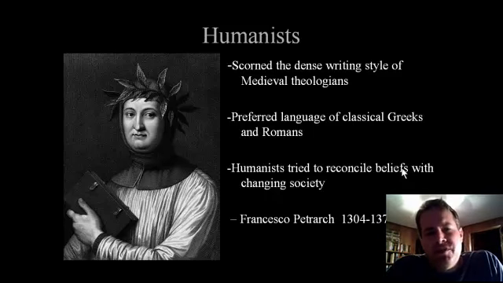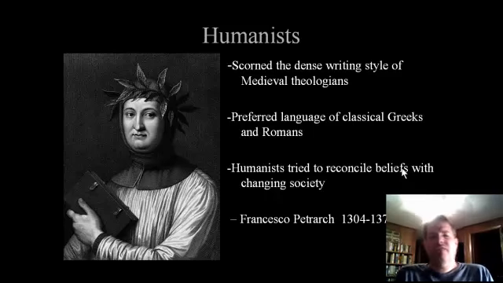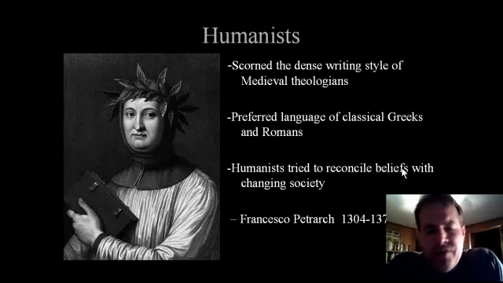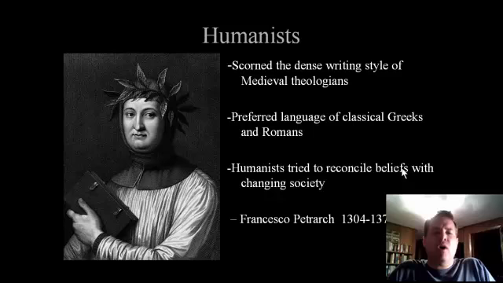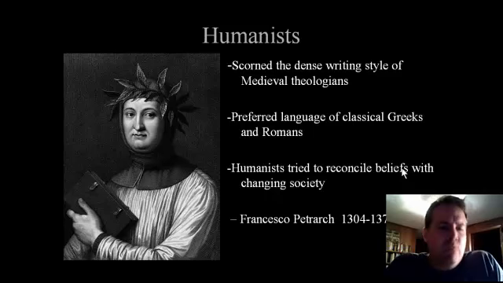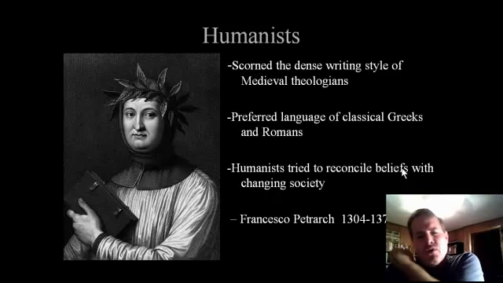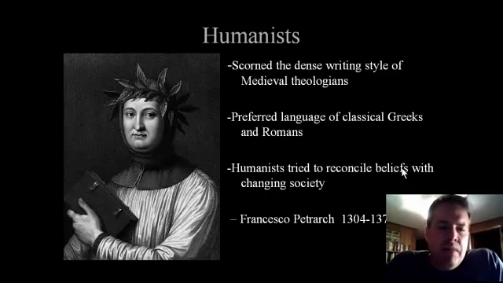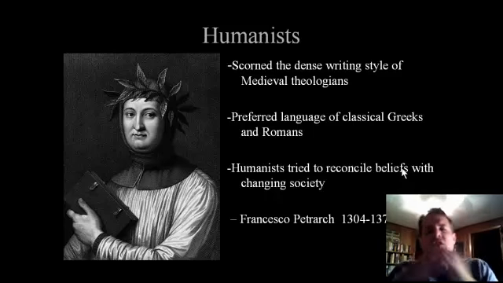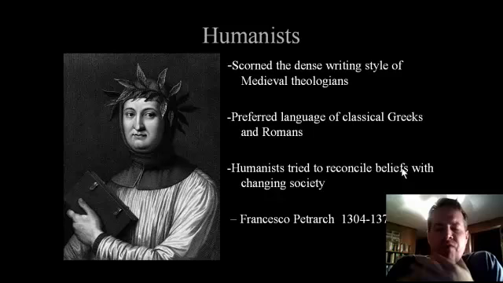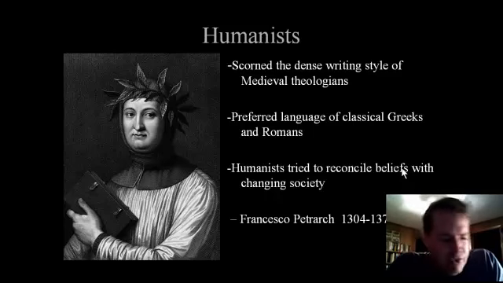These classical humanists scorned the dense writing style of medieval theologians and instead hearkened back to the writings of Aristotle, Plato, Cicero, Cato, these Greek and Roman philosophers and scholars. They basically borrow heavily from them in reinterpreting and making Christianity relevant to the modern age. However, in looking at classical Greek and Roman writing, many of these humanists will start to look at the secular world rather than focusing upon religion and theology.